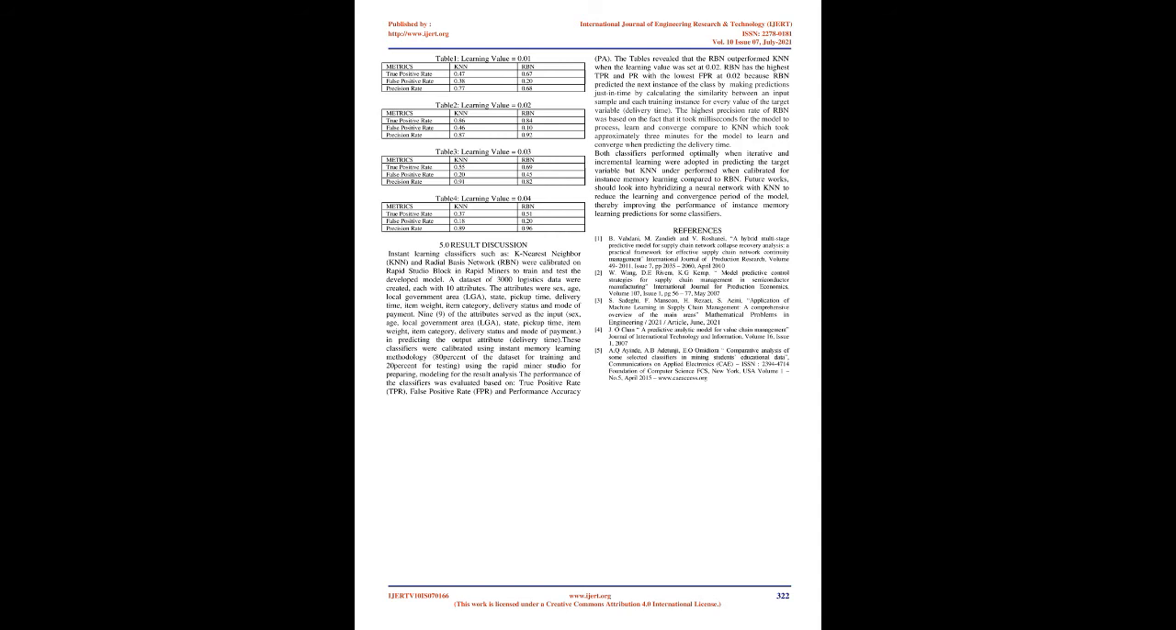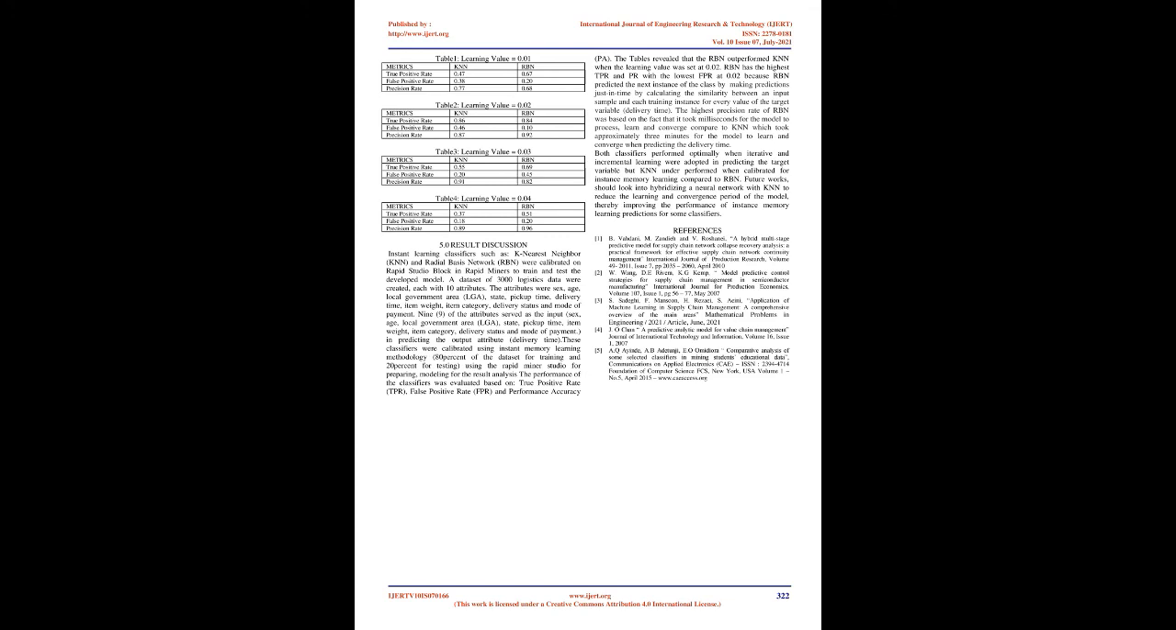These classifiers were calibrated using instance memory learning methodology, 80% of the dataset for training and 20% for testing, using the RapidMiner Studio for preparing and modeling for the result analysis. The performance of the classifiers was evaluated based on true positive rate, TPR, false positive rate, FPR, and performance accuracy, PA. The tables revealed that the RBN outperformed KNN when the learning value was set at 0.02. RBN has the highest TPR and PA with the lowest FPR at 0.02 because RBN predicted the next instance of the class by making predictions just in time by calculating the similarity between an input sample and each training instance for every value of the target variable, delivery time.